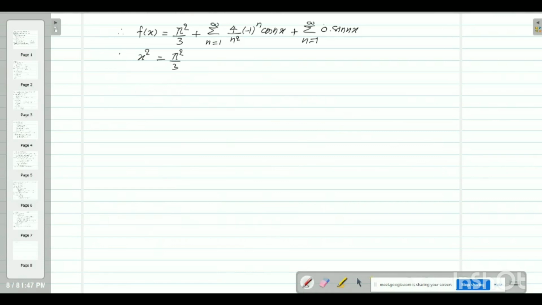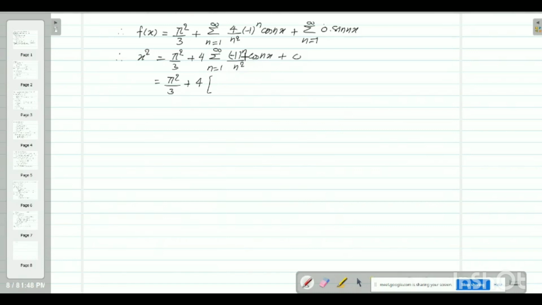Therefore x square equals pi square by 3 plus, and what is the constant? 4 is constant, I'm taking it outside. Summation running from n equal to 1 to infinity of minus 1 raised to n by n square cos nx, plus this will be 0. So this is equal to pi square by 3 plus 4 times the series, I'm running this series.